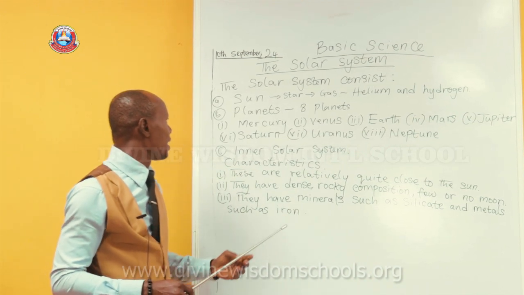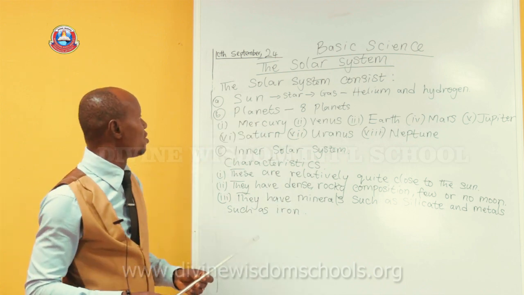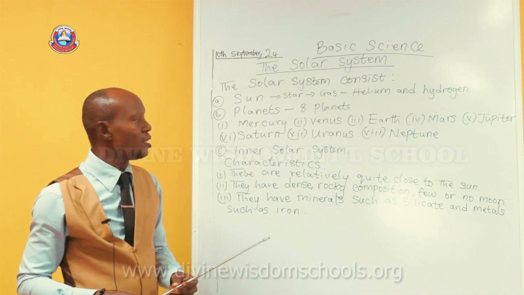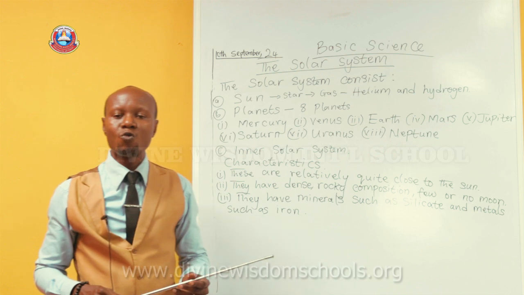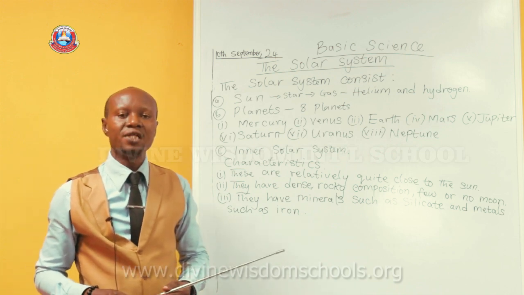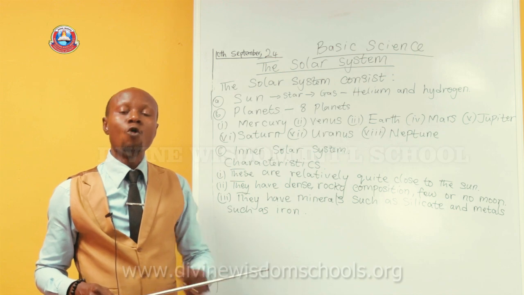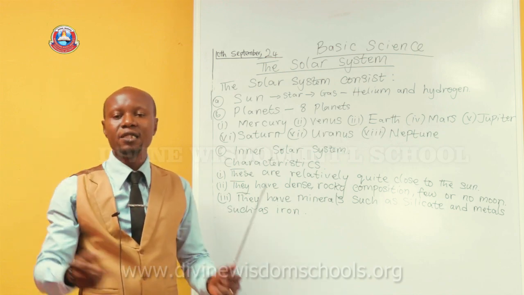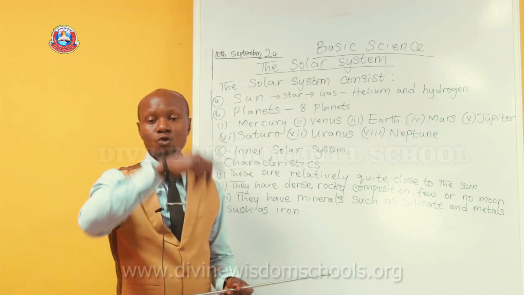And so we look at the other objects that orbit around the sun, which are called the planets. The planets orbit around the sun in an anti-clockwise direction. That is to say, opposite the direction in which our clock usually moves. So it's anti-clockwise, not to the right but to the left.